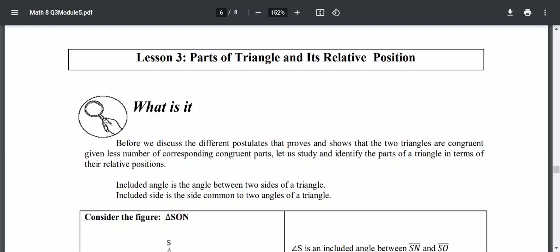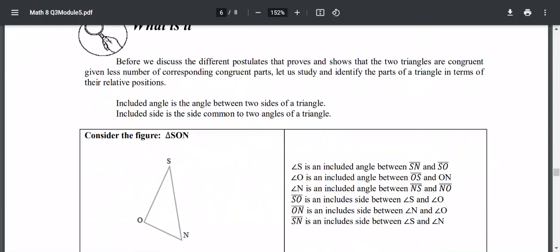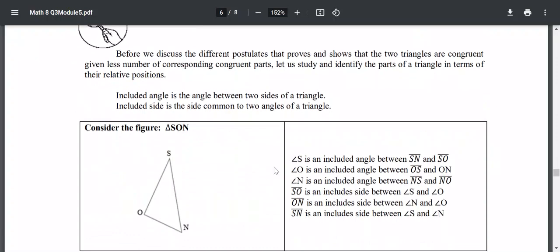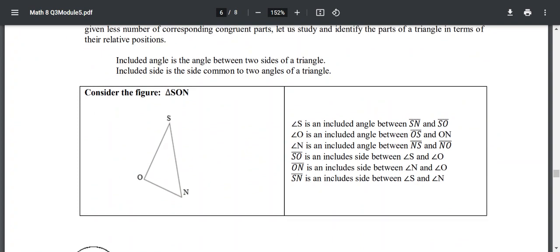And lastly, lesson 3, parts of triangle and its relative position. So, triangles have relative positions. We have the included angle and the included side. The included angle is the angle between two sides of a triangle. So, the angle in between two sides, that is what we call the included angle. While the included side is the common side of two angles, the side shared by two angles. So let's take a look at this figure.